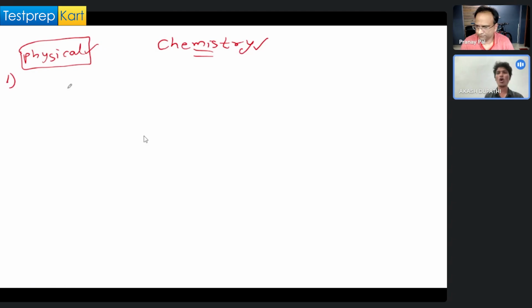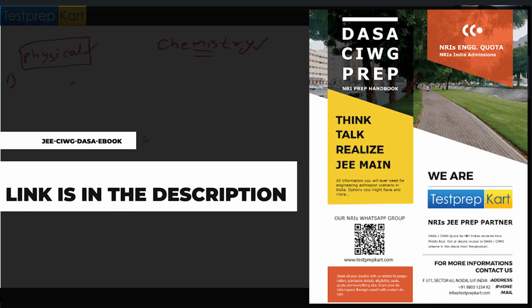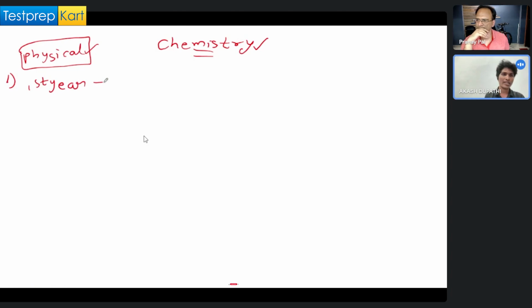In physical chemistry, you already know that in the first year there are some chapters, and in the second year there are some chapters. In the physical chemistry of first year, that is 11th standard, the topic which is deleted is states of matter. The NTA has not focused on this topic for the last 2 years. Not at all focusing on this chapter. They have completely deleted that.